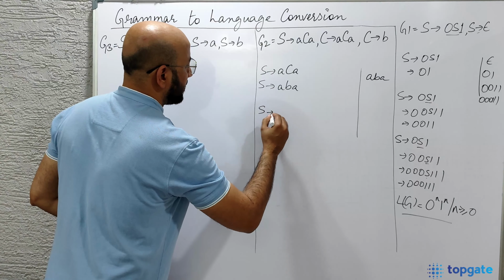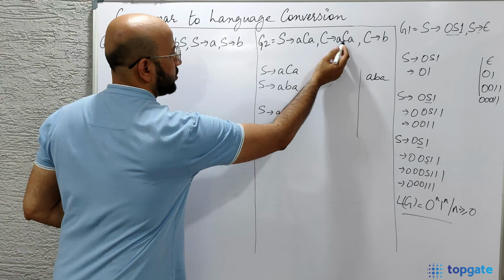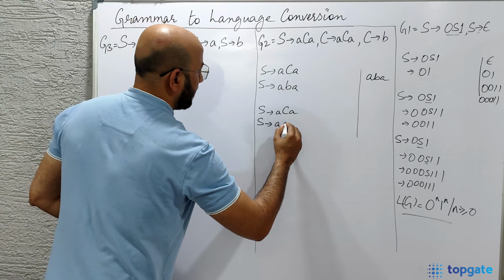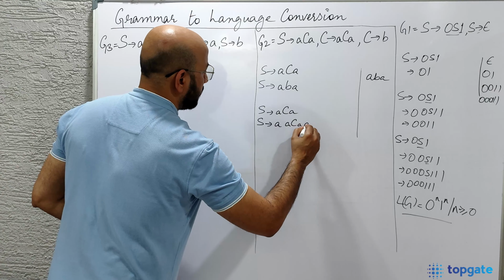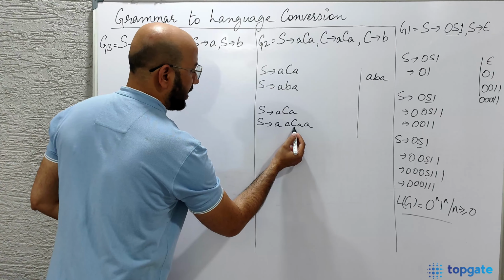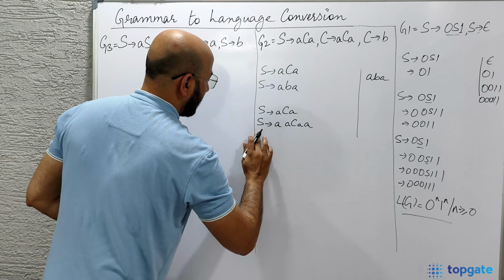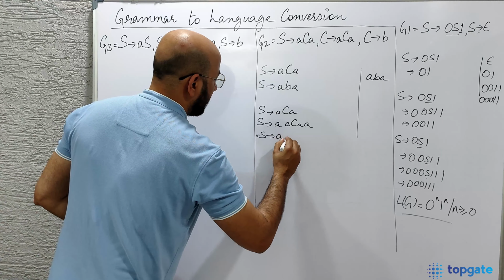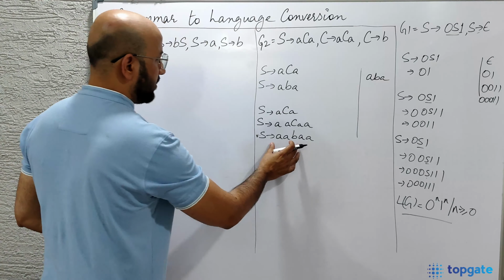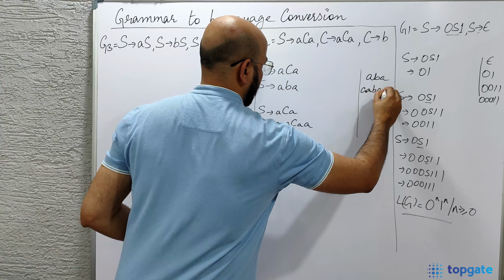Again, let's see. We have S tends to aCa, and then on this C I can use this rule also. So what will I get? I'll get S tends to a, then aCa, followed by a. Now to get rid of this C, I'll just simply put this value here. So what will I get? I'll get S tends to aabaa. Clear? So the next thing I got is double a, b, double a.